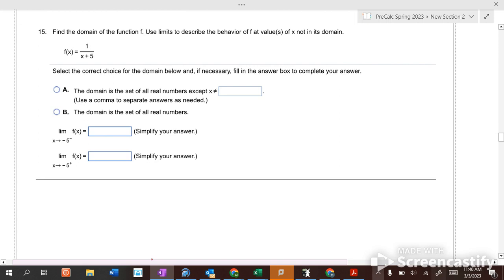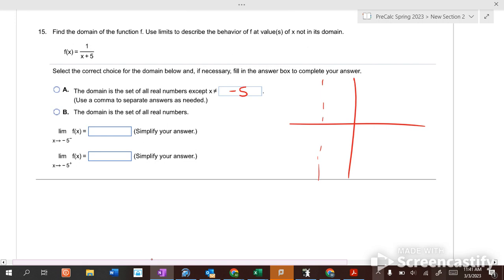The domain of this function can be all real numbers except for negative 5. So it's a function that looks like this, that has an asymptote at negative 5. So it goes like this, and it goes like this. Okay? So as you're going towards negative 5 from the left, where does it head? Down to negative infinity. As you head towards negative 5 from the right, it goes up towards infinity.